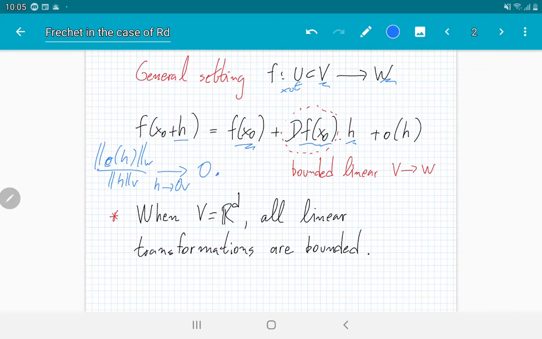Right, so there's a slight simplification to this definition when v equals Rd, because in this case we know that all linear transformations from v to w, no matter what w is, are bounded. So there's no issue. I mean, you don't need to prove that a linear transformation from Rd to any other vector space is bounded. It's automatically bounded. So you can forget about this word in the definition. I mean, of course, not in the general setting. But when v is equal to Rd, this is something you don't need to require. It's superfluous.